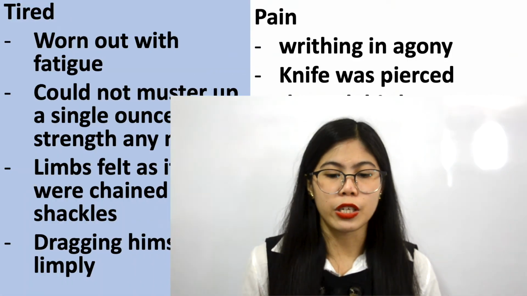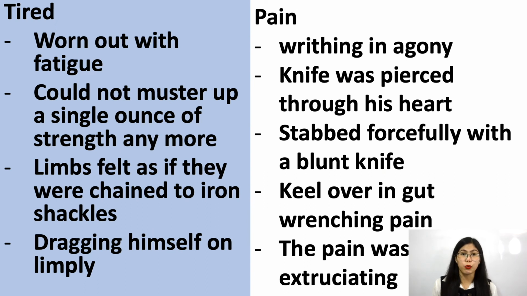And for tired, you can also use this phrase: worn out with fatigue, could not muster up a single ounce of strength anymore, limbs felt as if they were chained to iron shackles, dragging himself on limply. And for pain, you can also write writhing in agony, knife was pierced through his heart, stabbed forcefully with a blunt knife, keeled over in gut-wrenching pain, and the pain was excruciating.